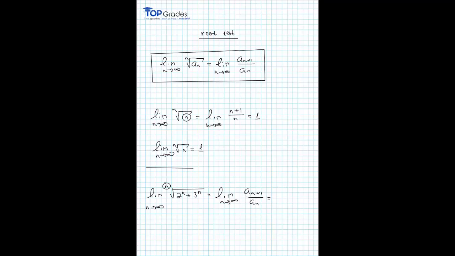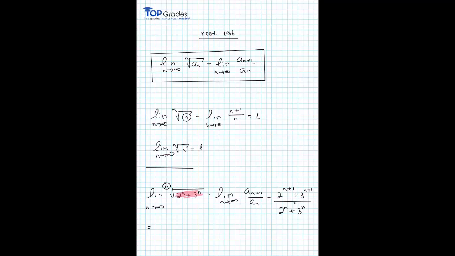So I'm taking the inner part here. Just a second, let's take another color. Taking the inner part here and just plugging n plus 1 everywhere I see n. 2 to the power of n plus 1 plus 3 to the power of n plus 1, divided by 2 to the power of n plus 3 to the power of n. As we saw, it's an exponential fraction.